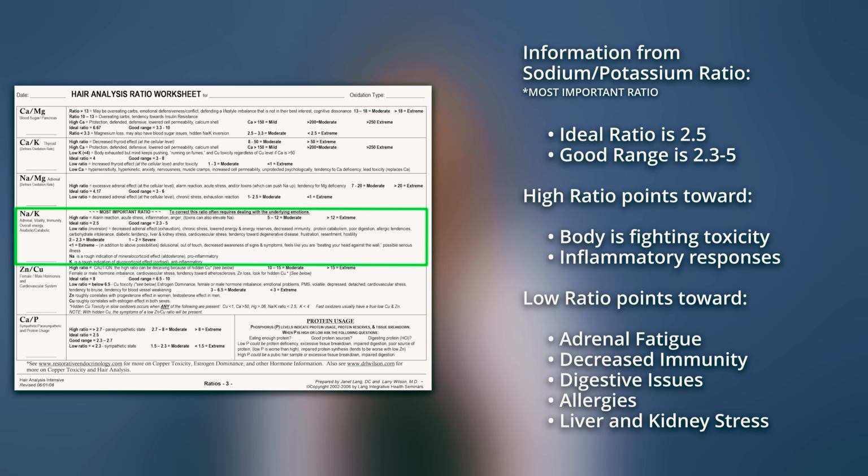So in addition to supporting the adrenal glands, we might want to work on emotional issues, as well as things like improving digestion or improving liver, gallbladder health, kidney health.